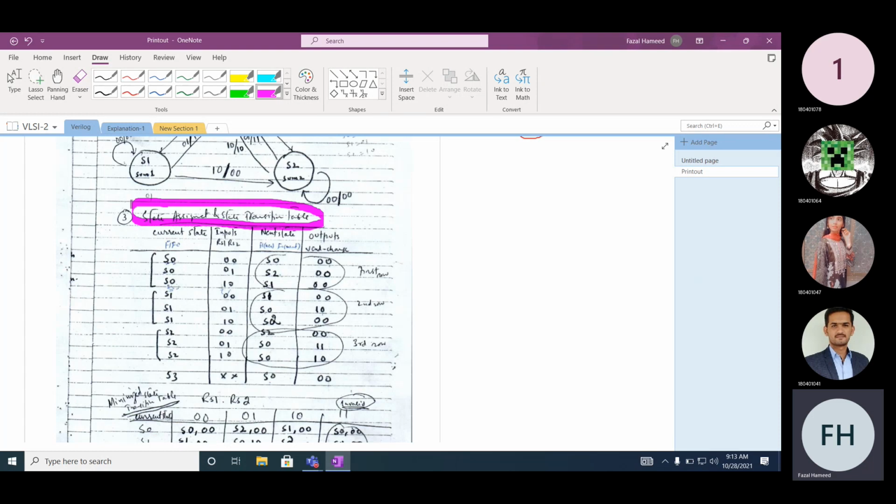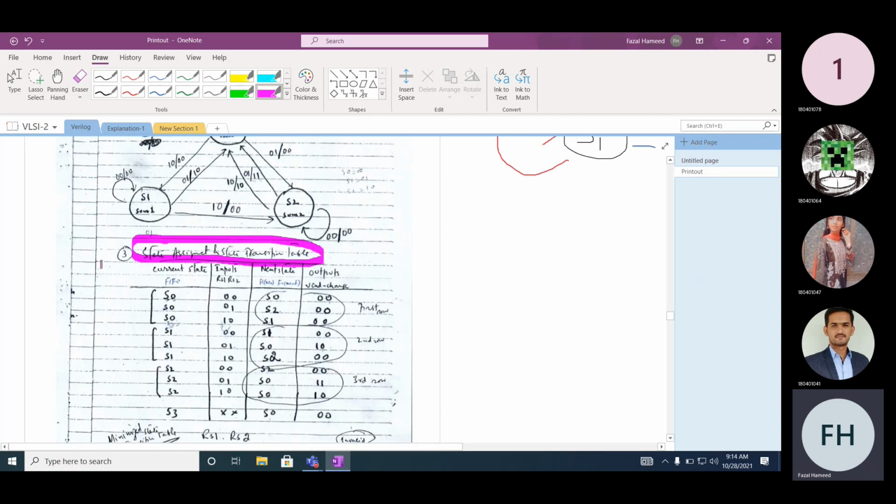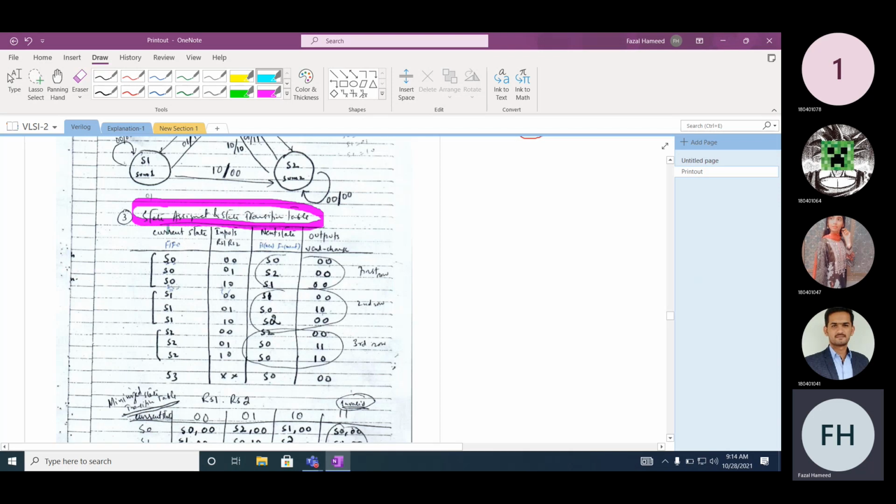Now if you look at the states, how many states are there? 3 states. How many flip-flops do we need? 2. Why? If we have two flip-flops, it can represent a maximum of 4 states. But there are 3 states, so this can be represented with 2 flip-flops. It's very simple.